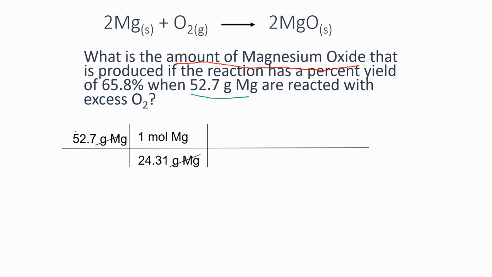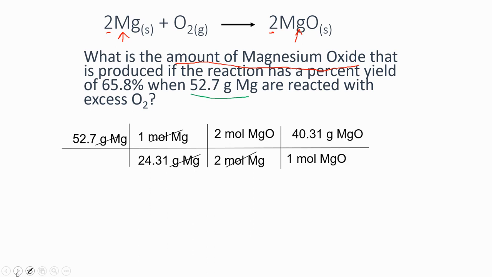Then we use our mole ratio. Our given substance is magnesium. Our goal substance is magnesium oxide. For every 2 moles of magnesium, I make 2 moles of magnesium oxide. So I'll plug that in. My moles of magnesium cancel. So now I have moles of magnesium oxide. And then we'll use the molar mass to convert that to grams.